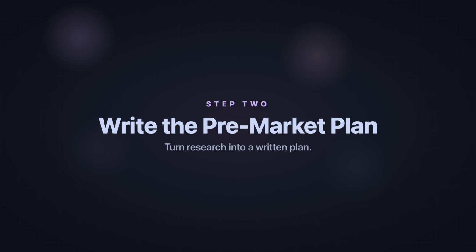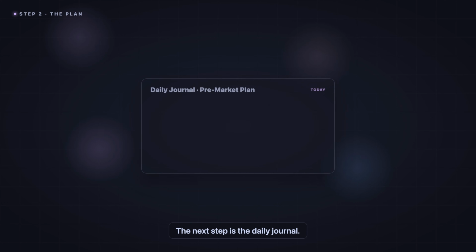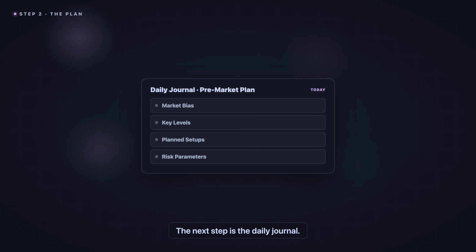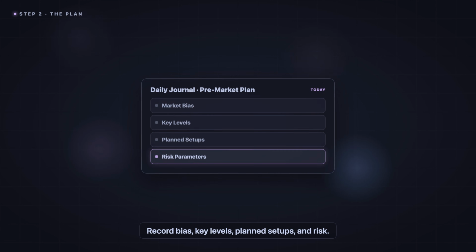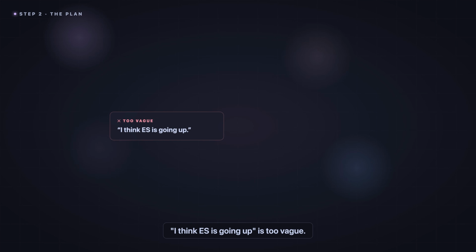Once I've looked at the report, I don't want that context to disappear. So the next step is the daily journal. This is where I turn research into a written plan. In the daily journal, I can record my pre-market plan, market bias, key levels, planned setups, and risk parameters. For today's example, I'm not going to write, "I think ES is going up." That's too vague. Instead, I want a plan that connects directly to the setup.